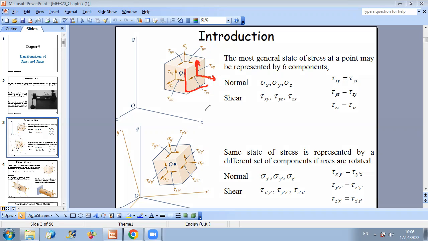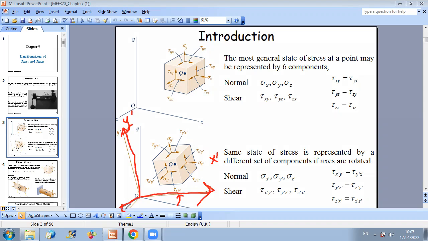Now, the purpose of this chapter is to deal with different frames. What if I rotate the frame? I want to deal with a new frame. Let us say I did a rotation here, as you can see in the following figure. I did a rotation of axis. So I am interested now in new axes, x prime, y prime, z prime. And I want to determine the state of stress relative to this new frame.